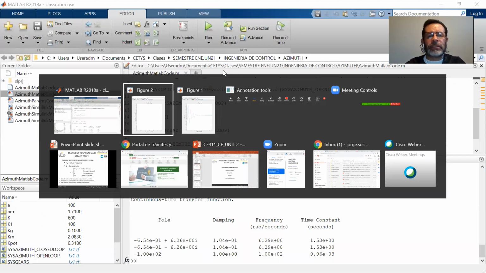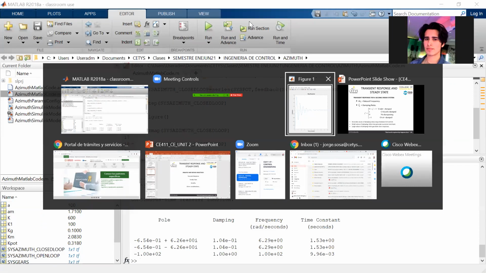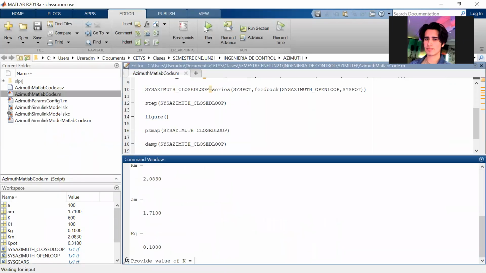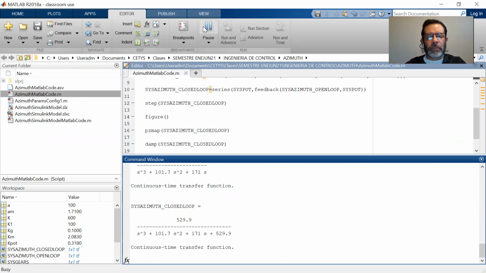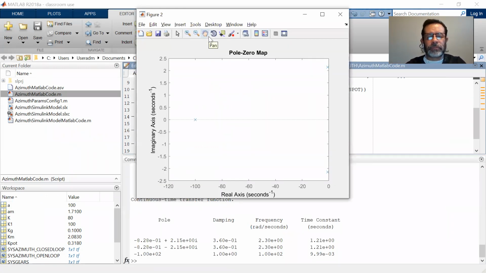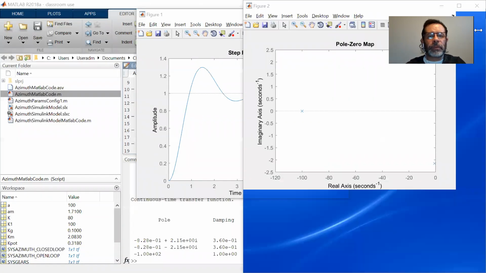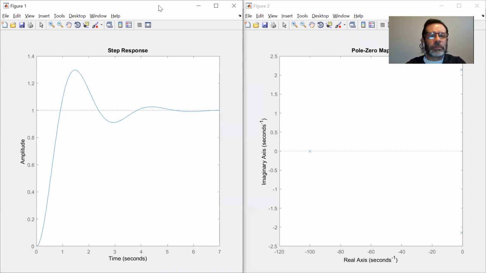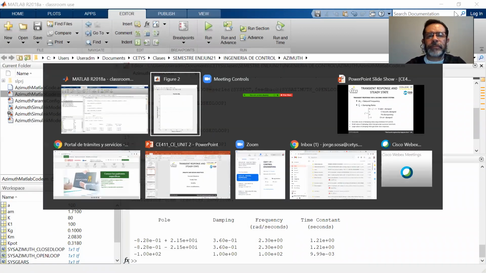I'm going to give it a value of 70, of 80. And let's see what happens there. This is the pole zero map. And this is the response. That's very similar to the one we originally had. And the damping right now is 0.36. Let's see if we can improve that.